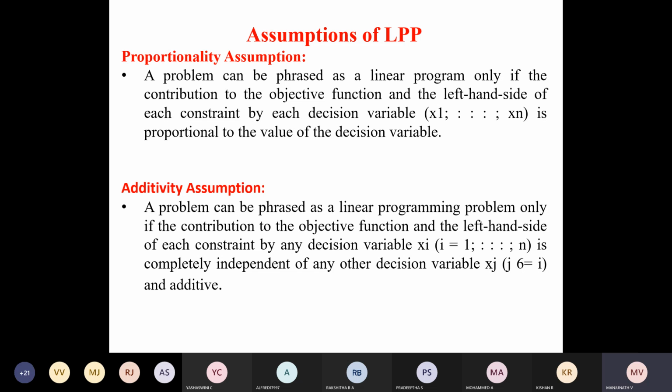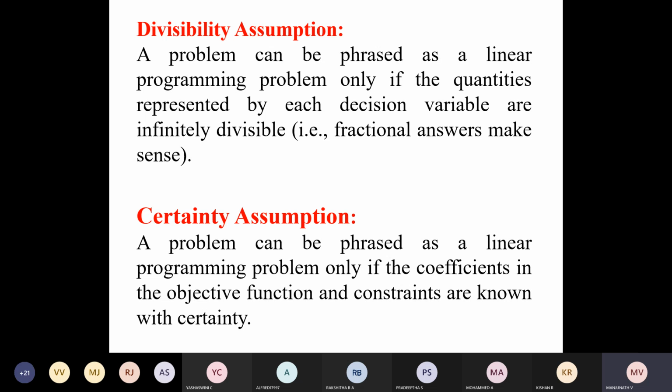The first assumption. Number two, additivity. Next, number three, divisibility. Number four, certainty. Write down these four assumptions. Very important for examination.